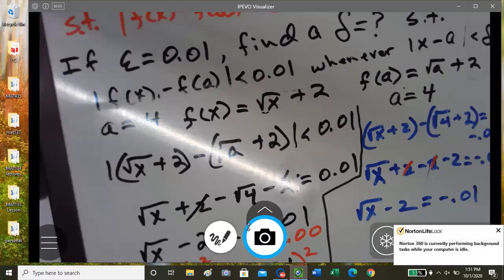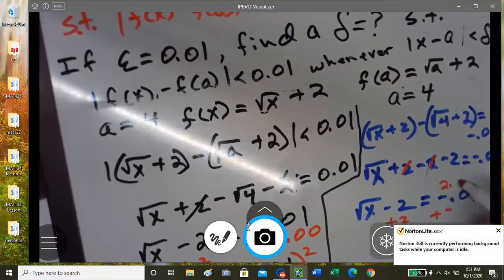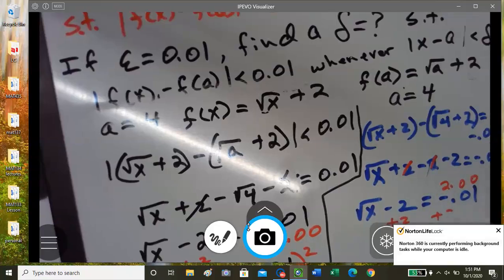Okay, so again we apply plus 2. But now we're subtracting. So we end up with square root of x equals 1.99. And again we square both sides. And x equals 3.9601.